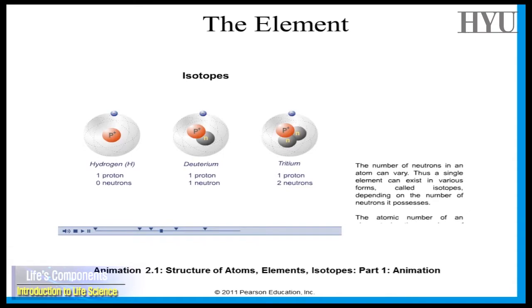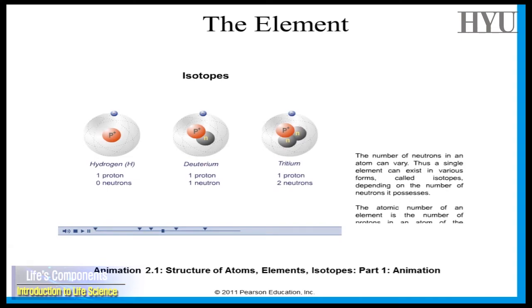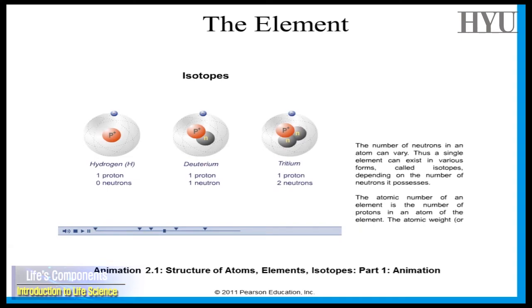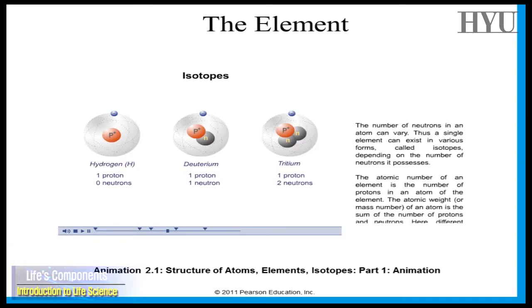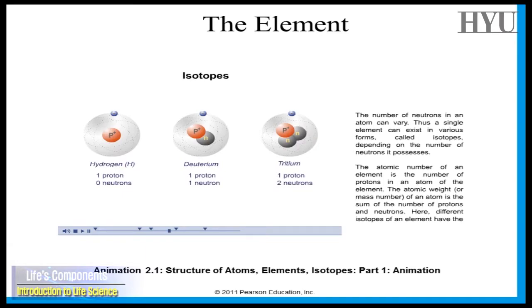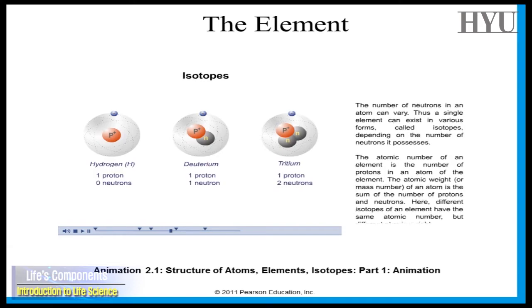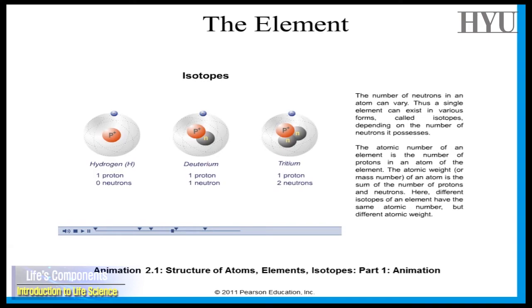The atomic number of an element is the number of protons in an atom of the element. The atomic weight, or mass number, of an atom is the sum of the number of protons and neutrons. Here, different isotopes of an element have the same atomic number, but different atomic weight.